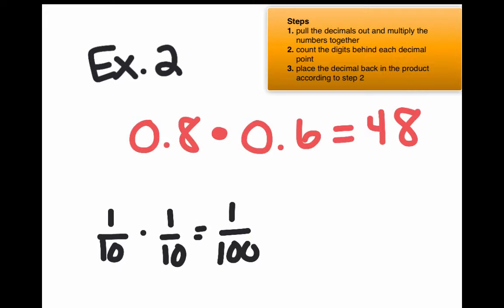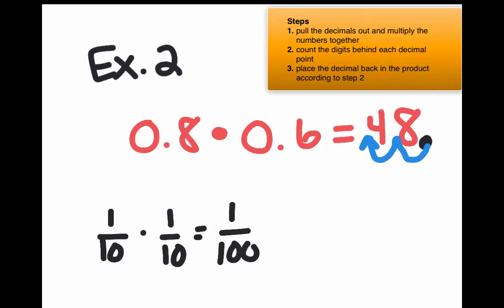That's what we did, right? If we pull those decimals out, it would be 8 and 6. So 8 times 6 is 48. It says count the digits behind each decimal point. I have 1 digit, 2 digits. Place the decimal in the product according to step 2. So we want to move that decimal back into our product according to step 2. That's where the decimal point would be if it was 48. But now we want to bring it back in however many digits were behind the decimal, right?